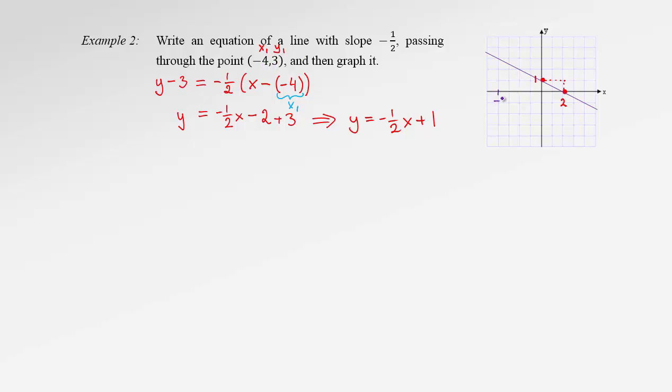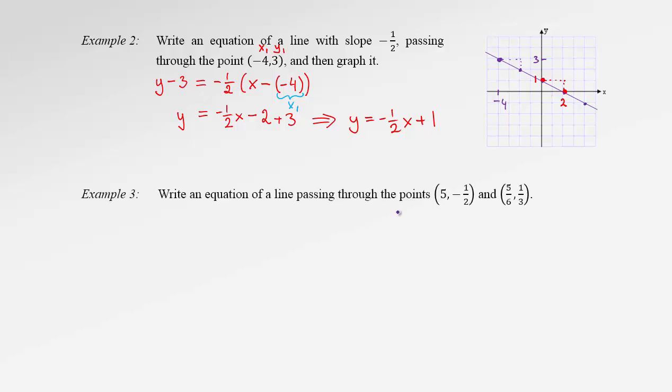so we could mark negative 4, 3 over there, and then go by the slope negative 1/2, meaning 2 steps across and 1 down to get the next point, and the following point, and the following point, and the following point. So we can develop quite a few points to be more exact. Okay, so we have the equation and we have its graph. Let's see another application of how to use the slope-point form of a line.